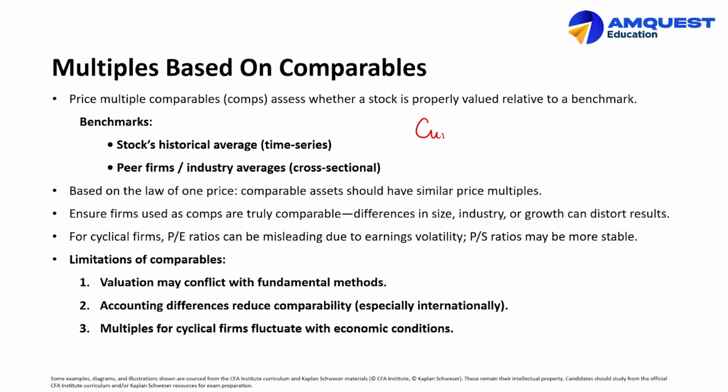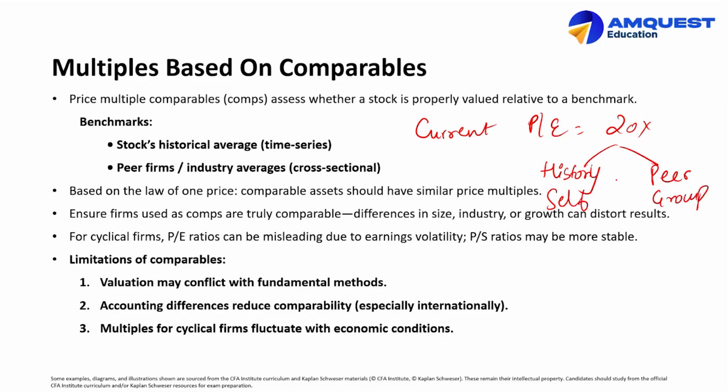Let's say my current P is 20x. तो इसको मैं अपने historical self से compare कर सकता हूं और इसको मैं peer group या industry से compare कर सकता हूं. So on an average मेरी PE लास्ट 10 साल में 18x थी, अब 20 हो गई है, मतलब currently it is overvalued. My peers are valued at 24x. That means currently I am undervalued. तो दो तरीके का कंपेयर हो सकता है.